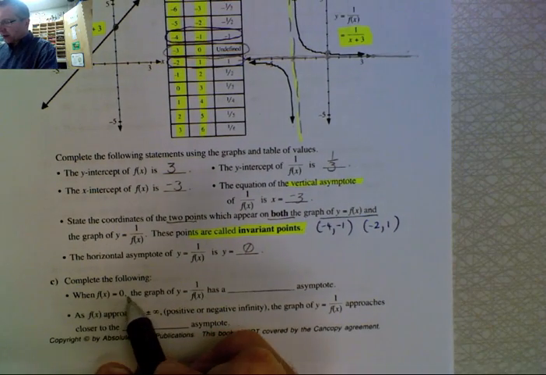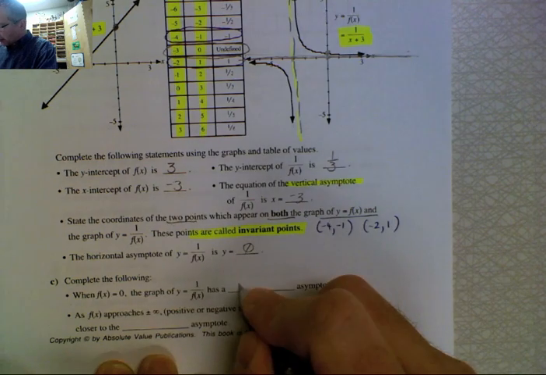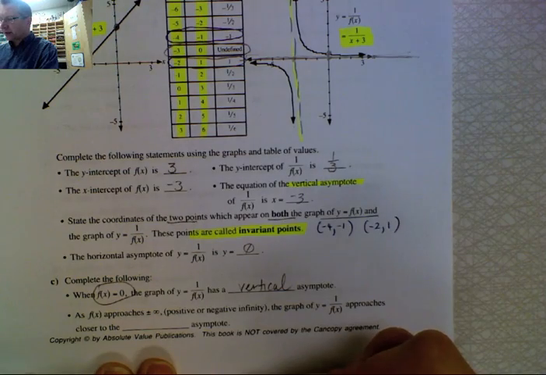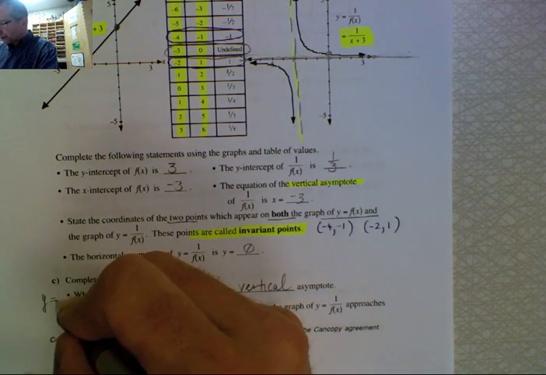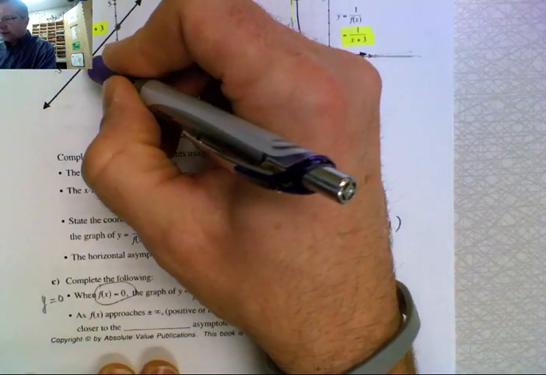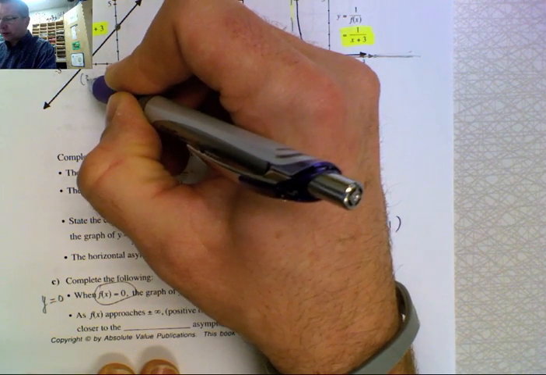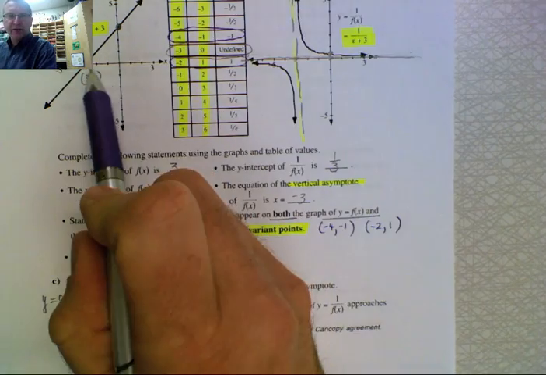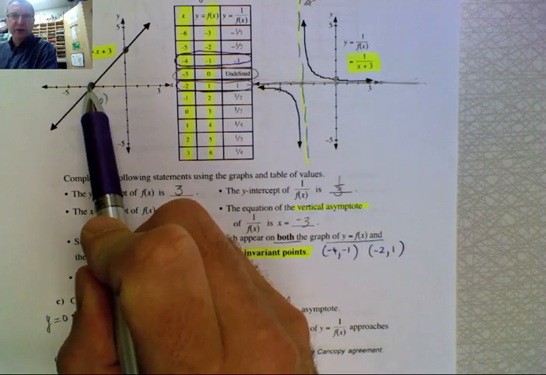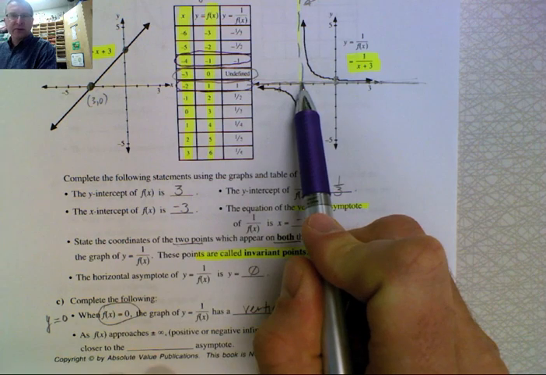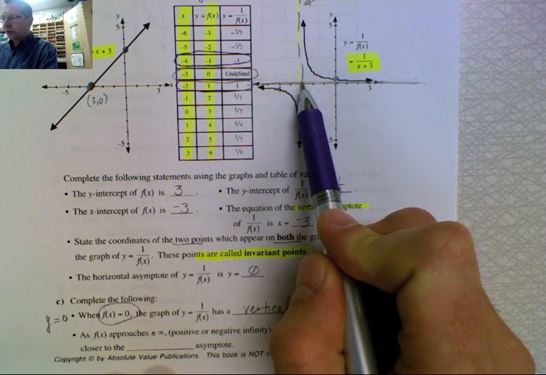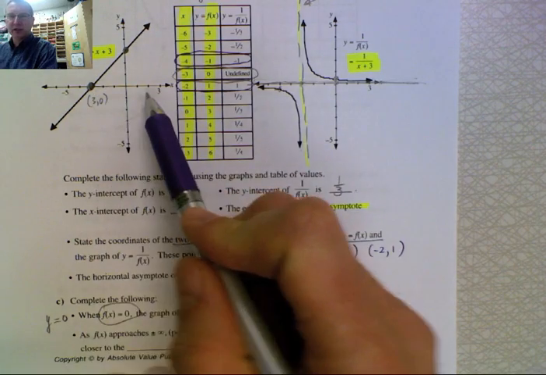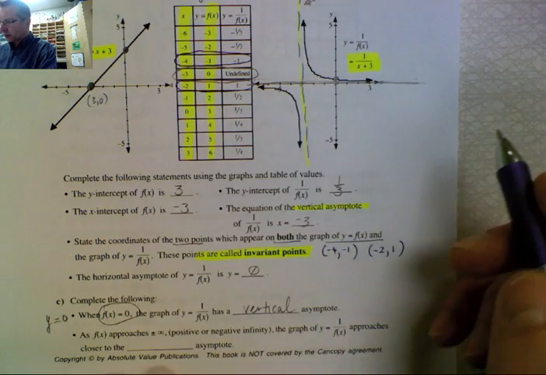This says when f of x equals 0, the graph has a vertical asymptote. Essentially, when f of x equals 0, that's saying when y is 0. Well, when y is 0, we have this point on our original graph at 3 and 0. That's our x-intercept. So wherever you have an x-intercept on your original curve, that's where you're going to have a vertical asymptote on your new graph. If we had had a parabola here and it had 2 x-intercepts, we would have had 2 vertical asymptotes here.